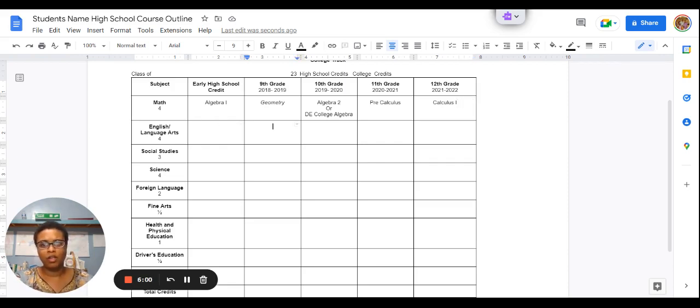And then for English, I don't do early English credits. So for English, I just start with 9th grade English language arts, right? Or you can just say English language arts 1, English language arts 2, 3, 4. That's another way to label it. But let's see here. So you lay that out. Excuse my typing, I'm misspelling. I'll go back and fix that.